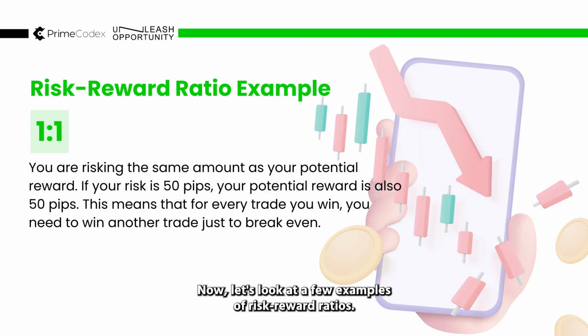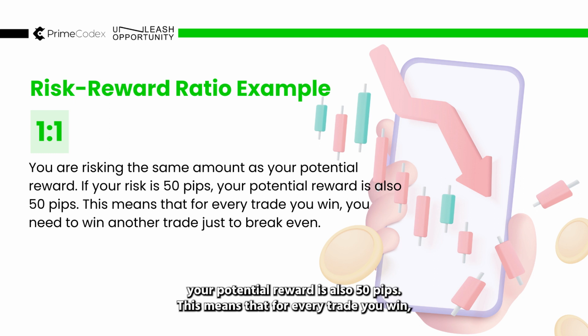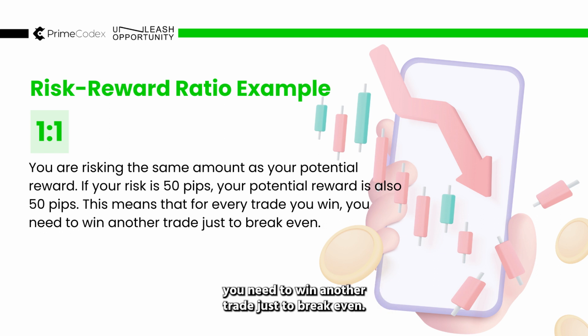Now let's look at a few examples of risk-reward ratio. First is 1:1 risk-reward ratio. In this scenario, you are risking the same amount as your potential reward. If your risk is 50 pips, your potential reward is also 50 pips. This means that for every trade you lose, you need to win another trade just to break even.